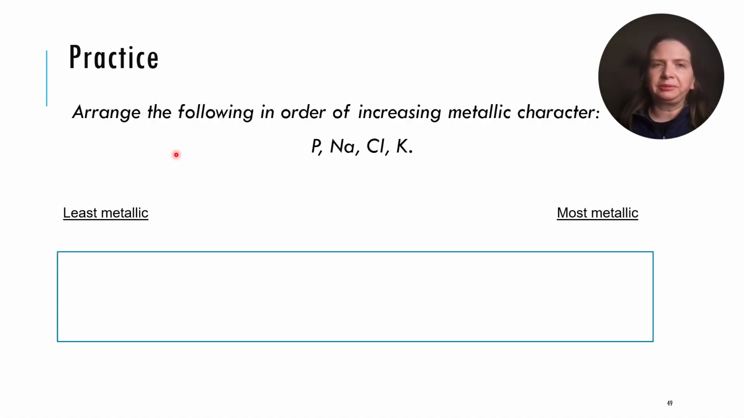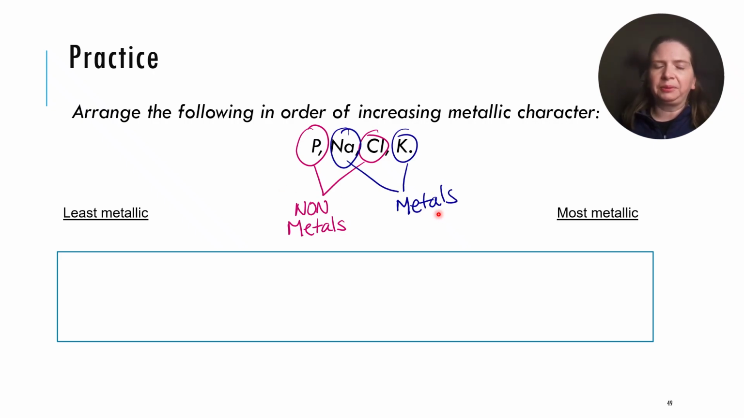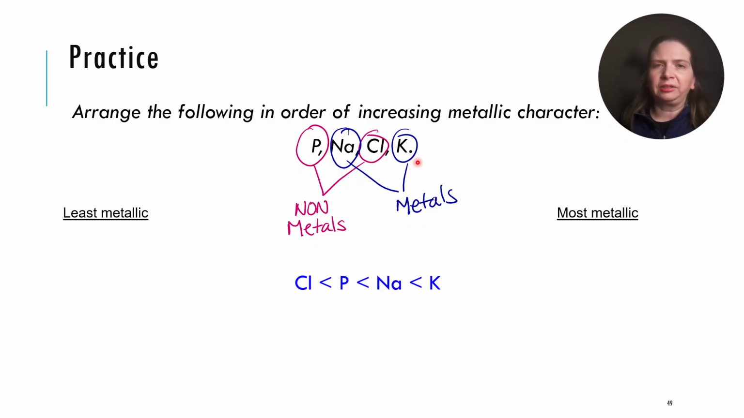Here is a practice question. Arrange the elements in order of increasing metallic character: phosphorus, sodium, chlorine, and potassium. Chlorine and phosphorus are both nonmetals. Chlorine is further to the right, so it has less metallic character than phosphorus. Sodium and potassium are metals in the same group. Potassium is further down the group, so it has greater metallic character than sodium. Chlorine is the least metallic, followed by phosphorus, then sodium, and then potassium is the most metallic.